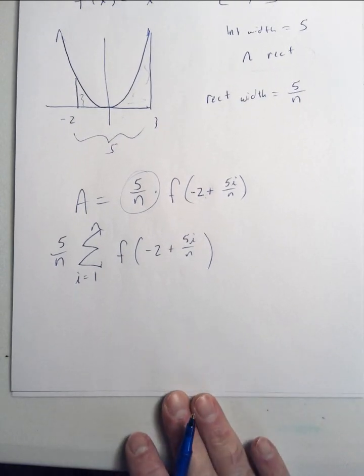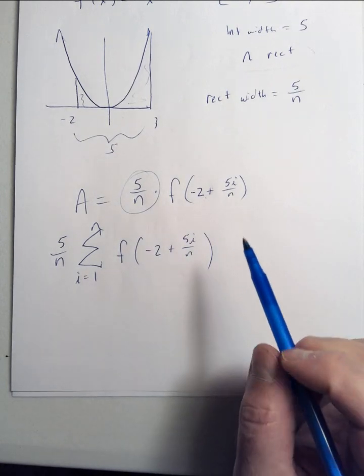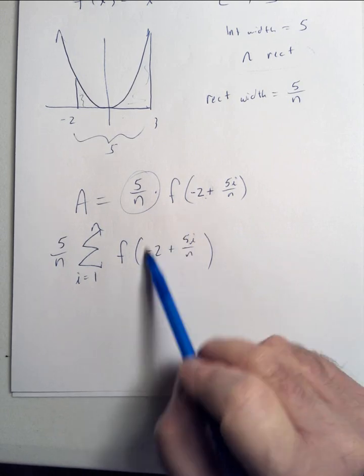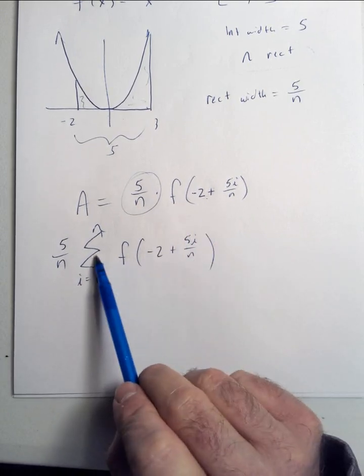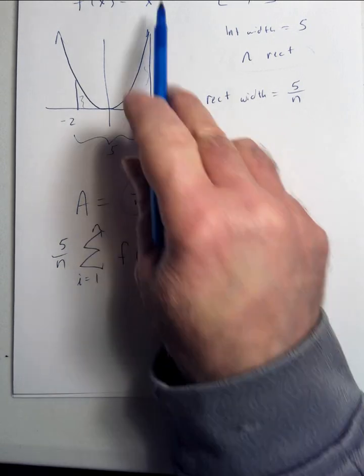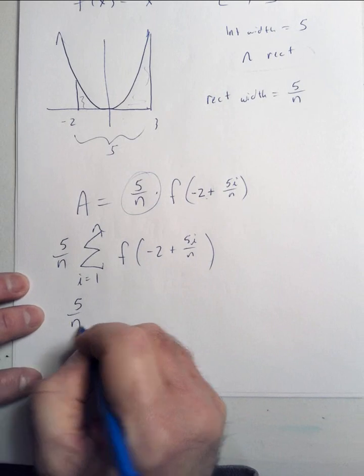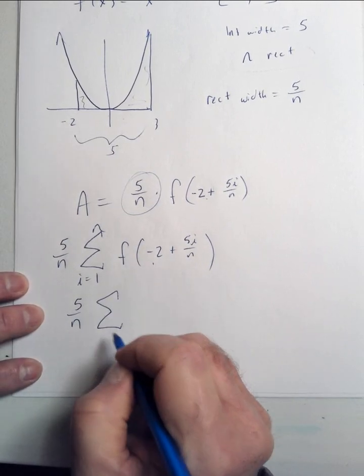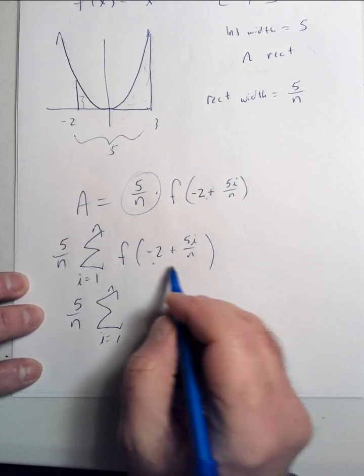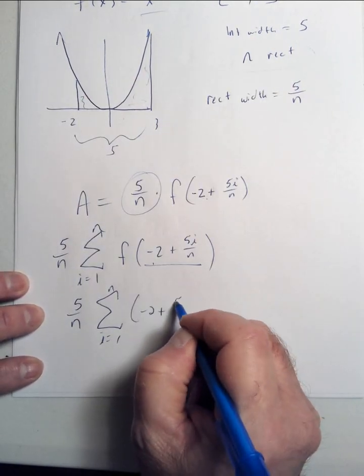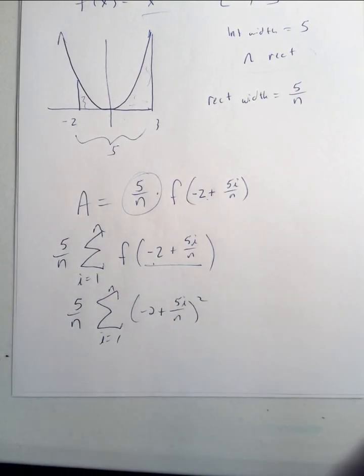Okay, that being said, this is a part where a lot of kids screw up, is that they just start looking at this. But again, we have to plug this into the function before we do anything. So the next step would be to plug this particular expression into my function that's generating my curve. So it's -2 plus 5i over n, squared.